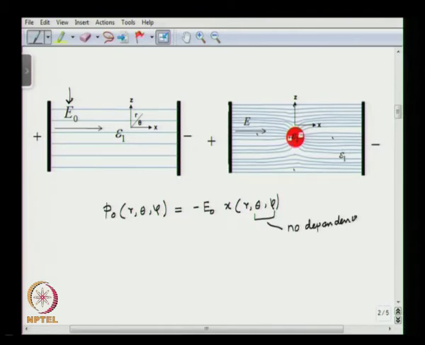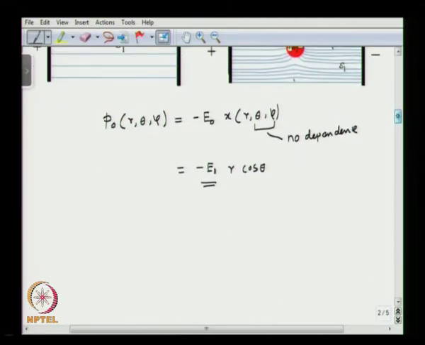Okay. And so this is going to be minus E0 into x. x is nothing but r cos theta in this coordinate system, and here we have a negative sign. This indicates that as x increases the potential is going to reduce. Okay. So that is denoted by the negative sign there.